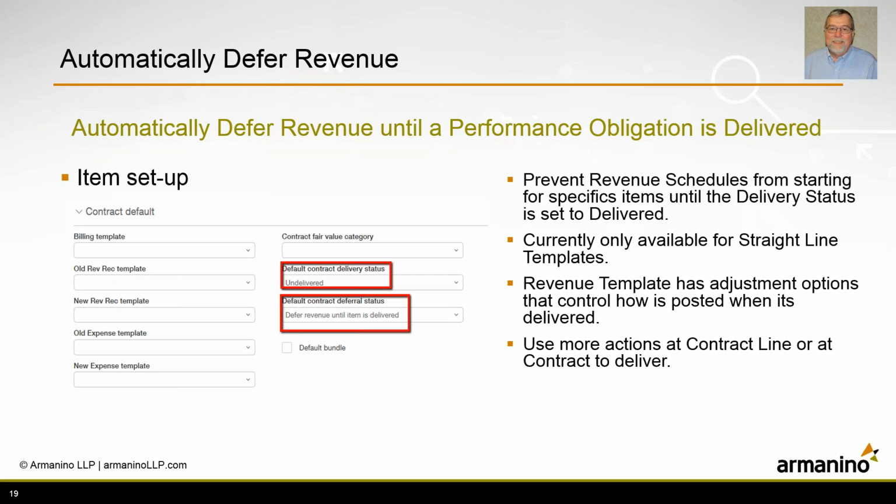You then can use the more actions capability on the contract line if you need to mark it by line, or if you have multiple lines, you can use the more actions at the contract level and mark the items to be delivered.